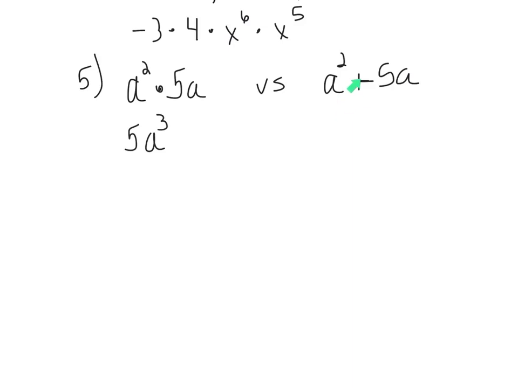This one over here, now we're adding, and in order to add we have to have like terms. The 5a would have to have a squared on it in order to be a like term here. So there's nothing we can do here.